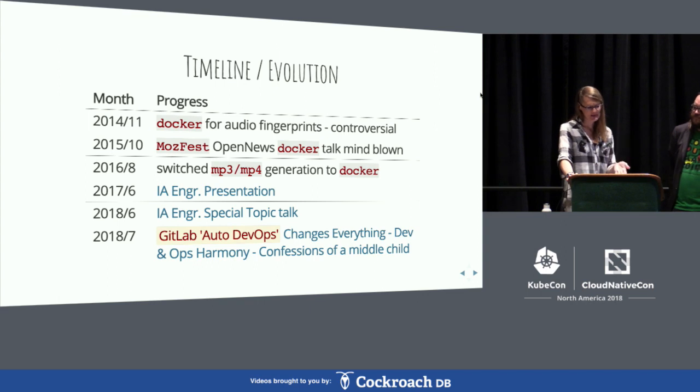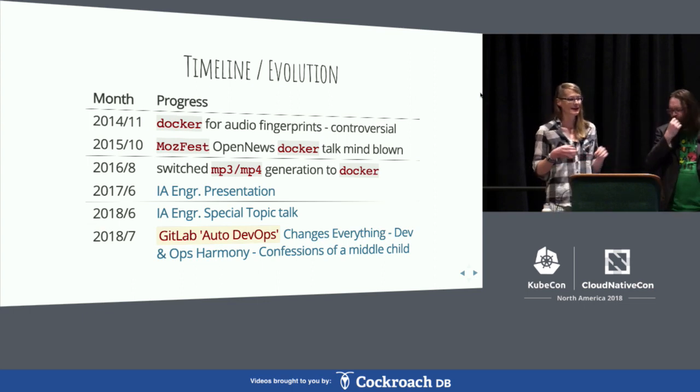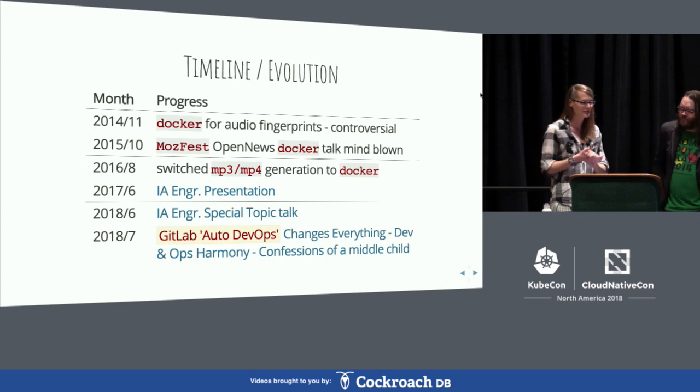So fast forward to July of this year, and things really pick up for Kubernetes for us. We're going to talk about this a bit, but GitLab mentioned in one of their releases that they come with Kubernetes now, and we're like, what does that mean? That can't be right. And we looked into it, and they've got this great thing called AutoDevOps, and it was just mind blowing for us.